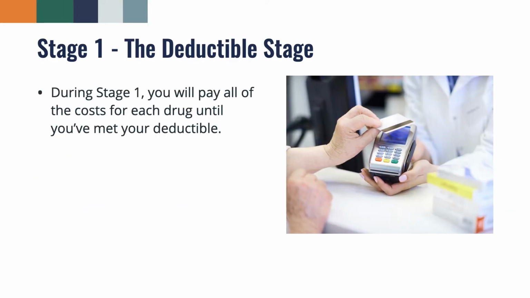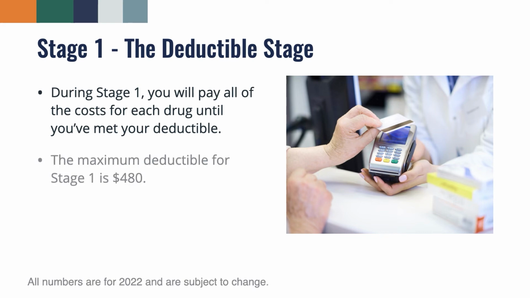If your plan has a deductible, during Stage 1, you will pay all of the cost of each drug you purchase. The maximum deductible allowable for Stage 1 in 2022 is $480. Your plan will clearly state if it includes a deductible and the amount of the deductible. Medicare allows each plan to establish its own deductible as long as it does not exceed the maximum. Frequently, you'll find plans set deductibles far below the maximum. Most plans that include a deductible will carve out generic drugs and not apply those costs to the deductible to encourage you to use generics instead of brand name drugs.